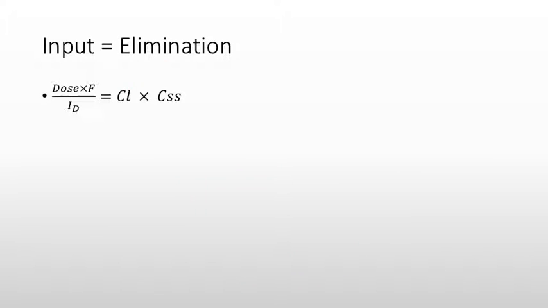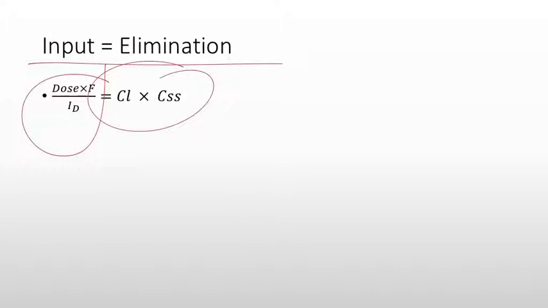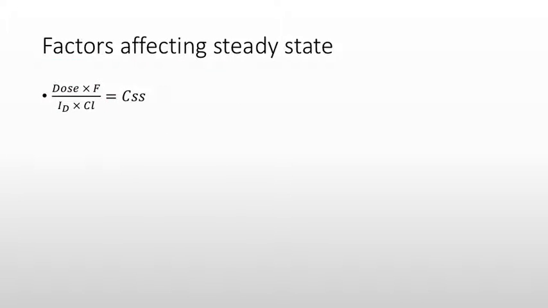And so you know that at my steady state concentration, input equals elimination. My input here, my elimination here, and I can solve for the steady state concentration, and I can ask, what are the factors that affect steady state? These are the factors that I can control. I can control my dosing rate, and I can control my dose. I cannot control anything else. I can make some simplifications, some assumptions.